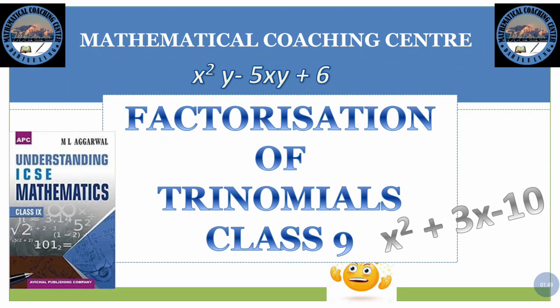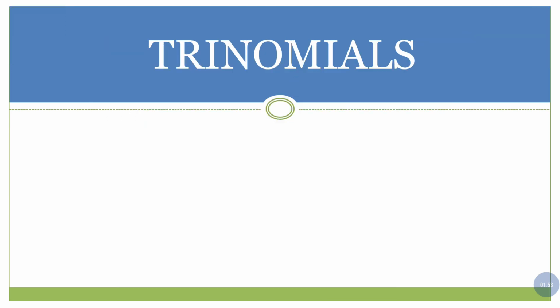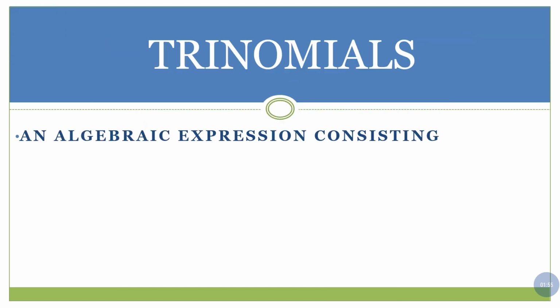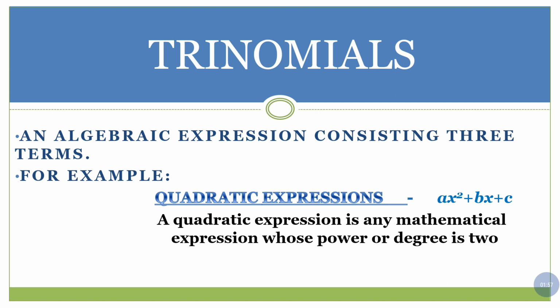In today's class, we'll do factorization of trinomial. This type of question most of the time you get in exam. So what is a trinomial? An algebraic expression consisting of three terms is called a trinomial. Mainly in your syllabus is your quadratic expression, x square plus bx plus c. The power should be 2. For example, y square plus 7y minus 18, 6x square minus 7x minus 3.